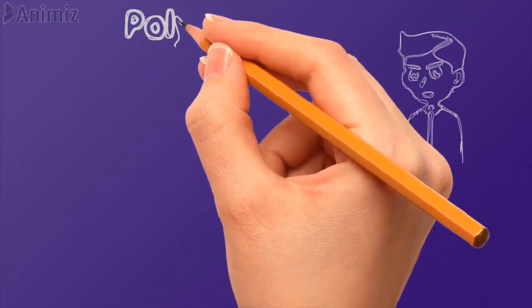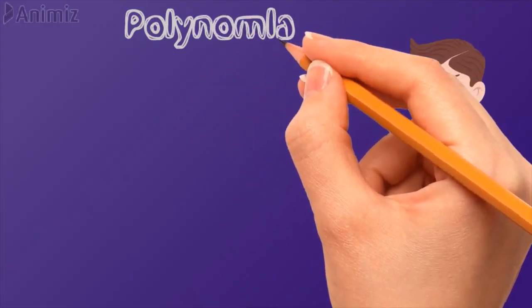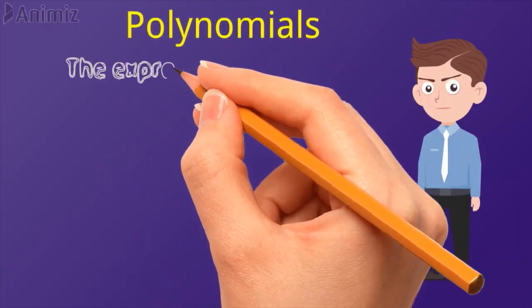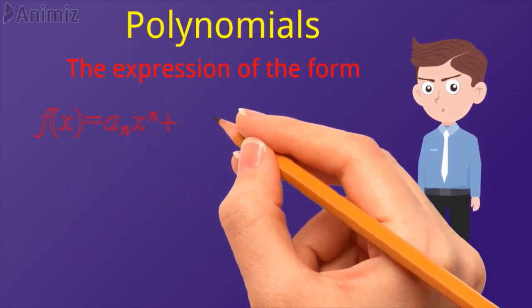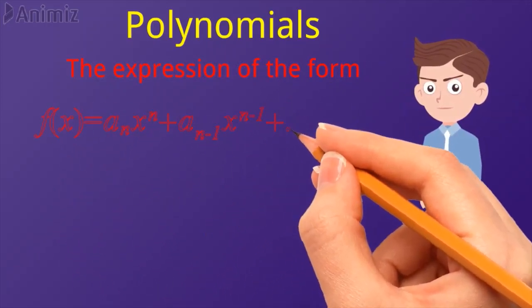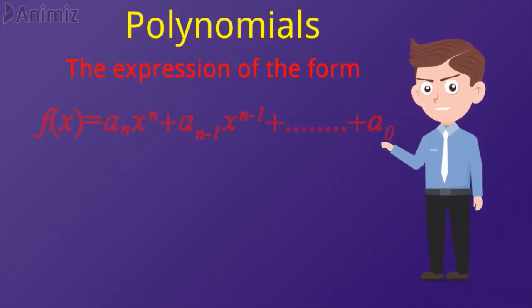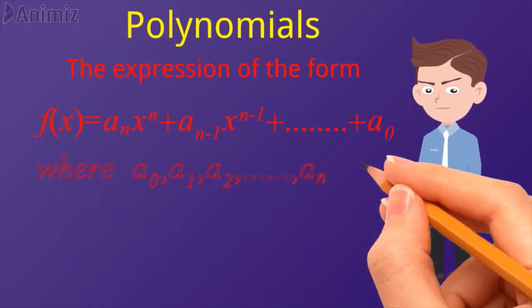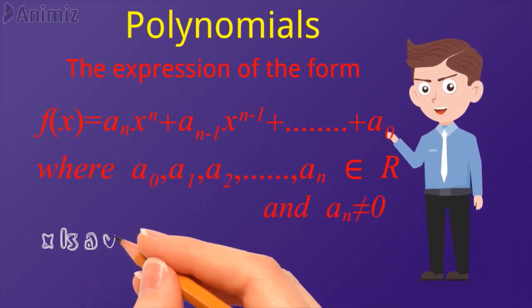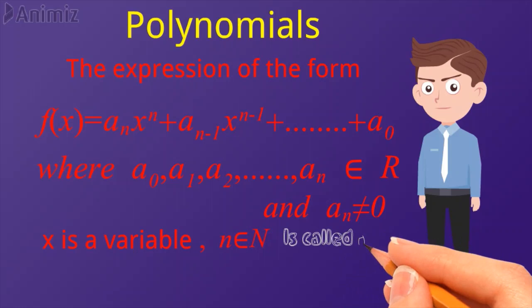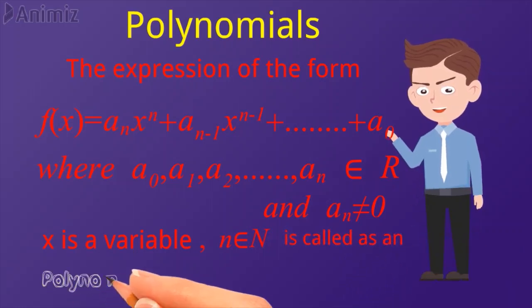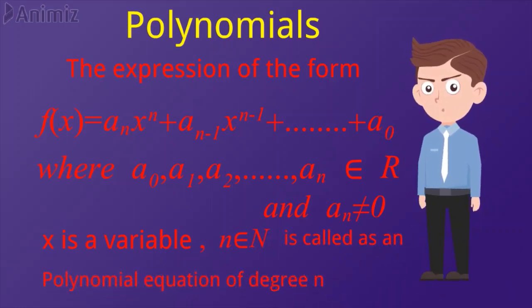Now in the polynomial chapter, first of all let us see what we mean by polynomials. Basically, expressions of the form a_n x^n + a_(n-1) x^(n-1) + a_(n-2) x^(n-2) and so on till a_0, where a_0, a_1, a_2, a_3 and so on till a_n are all real numbers. This expression is called a polynomial of degree n if a_n is not equal to 0, for any natural number n.